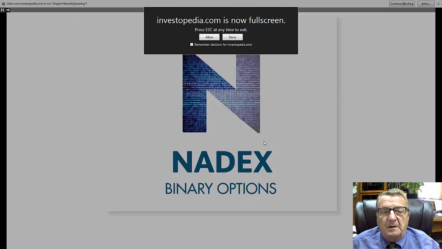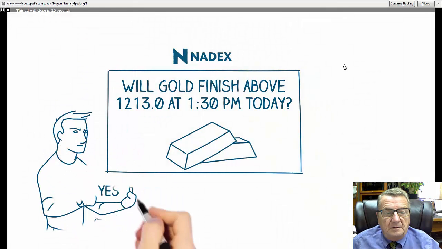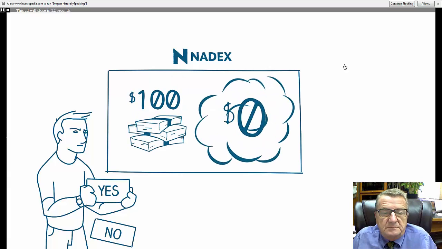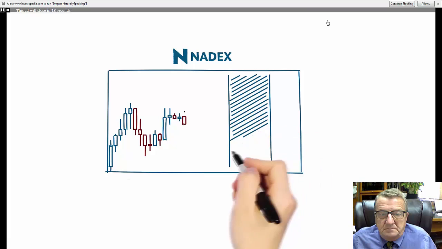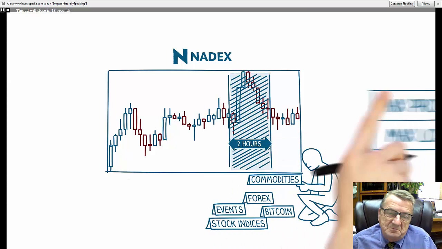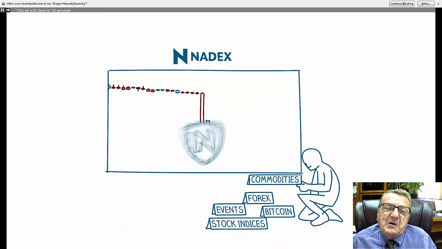Hedging is. What are Nadex binary options? Traders take a position on whether a market will finish above a specific target price. The resulting payoff? All or nothing. Why Nadex binary options? Benefit from fast market moves with short-term trading opportunities. Trade the most popular markets. Know your maximum risk and reward before every trade. Stay protected from market spikes.